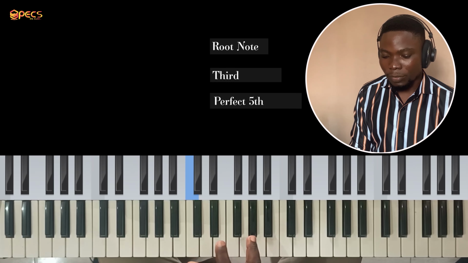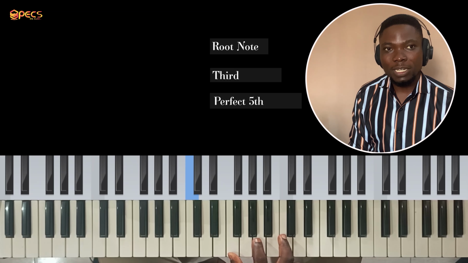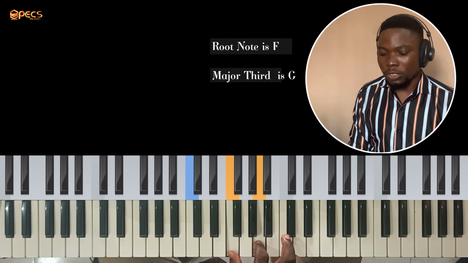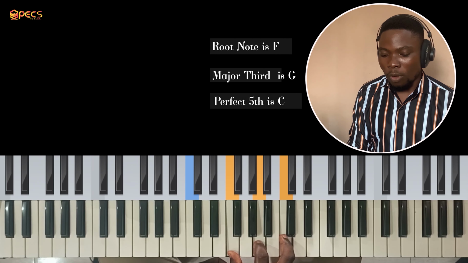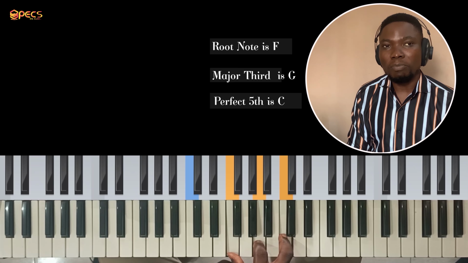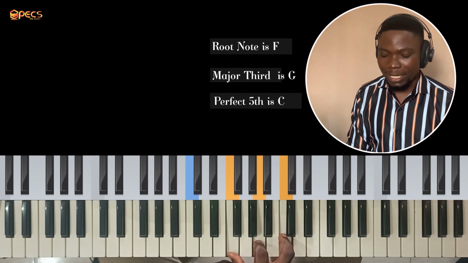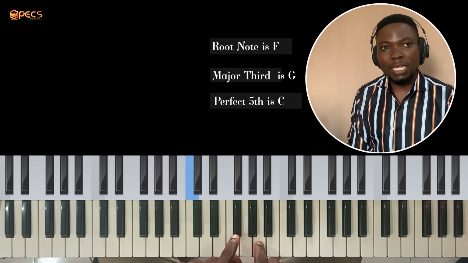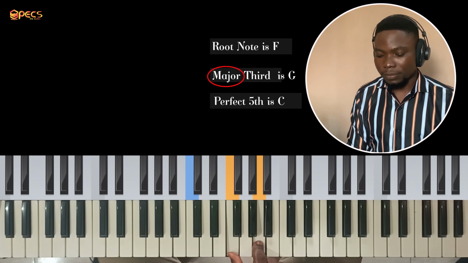For example, if I want to go for an F chord, I can pick my F as my starting note, then I will go to the third, and I will go to my fifth. Now, what I've played is a major chord. Why? I will show you in 2 ways, because the third is a major third.